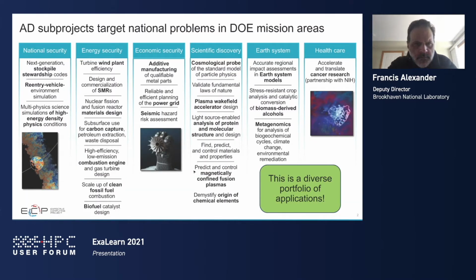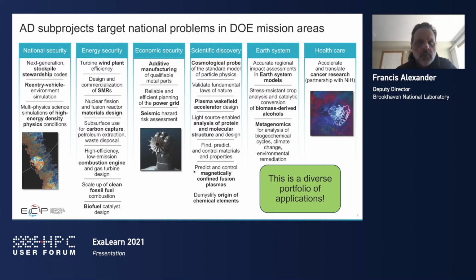So ExaLearn, first of all, the overall ECP project is dealing with a number of application sub-projects. These are projects that span national security and energy security, economic security, scientific discovery, earth systems, healthcare, and so on, as well as a variety of software technology and hardware integration projects. And so it's a pretty diverse portfolio of applications in terms of different types of applications, different types of codes, and so on. And another part of the project has been the development of these co-design centers, which are supposed to cross-cut and provide tools and methods across a lot of different applications.